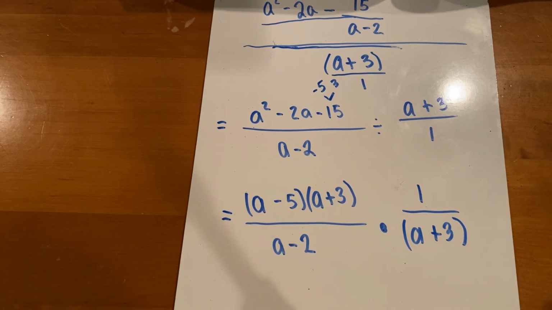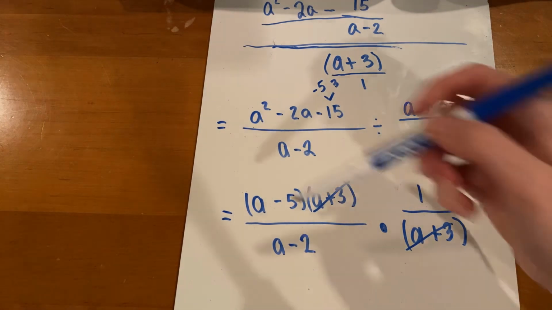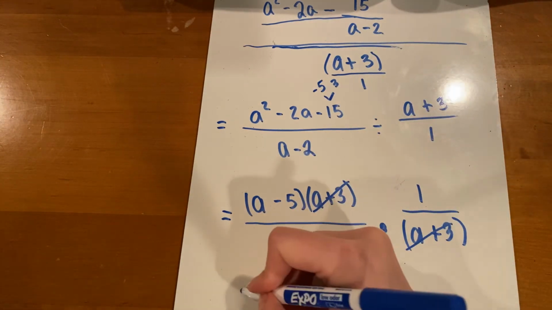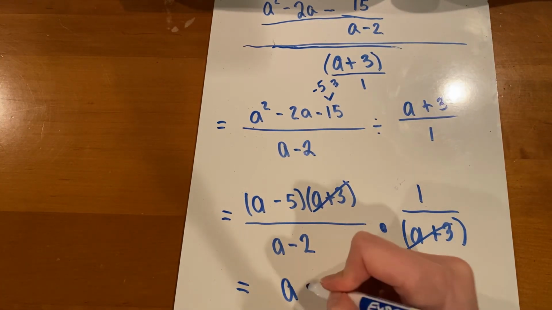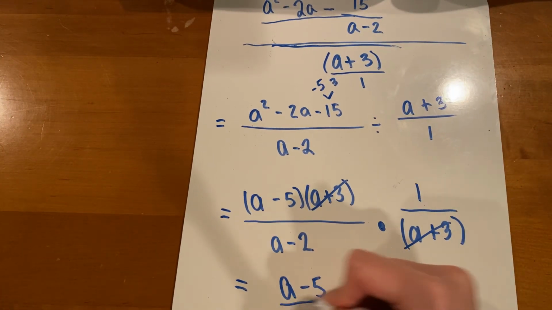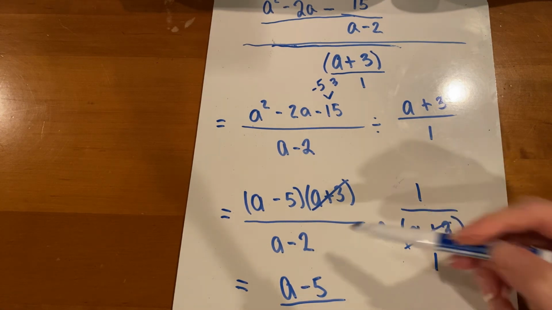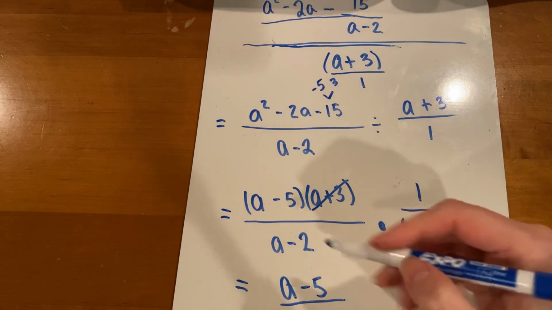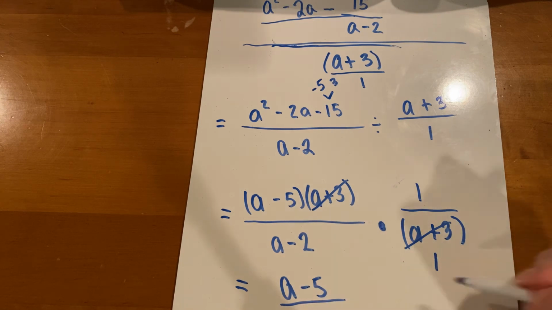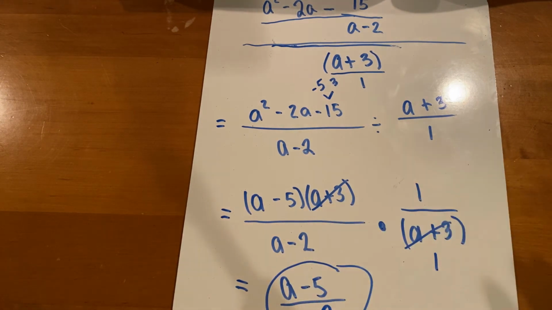And now my job is to start canceling. I have a plus 3 and a plus 3, so that can cancel out. And I don't have anything else to cancel out, so I just have a minus 5 times 1, which is just a minus 5, over a minus 2 times 1. So then my final answer is a minus 5 over a minus 2, and that's my final answer.